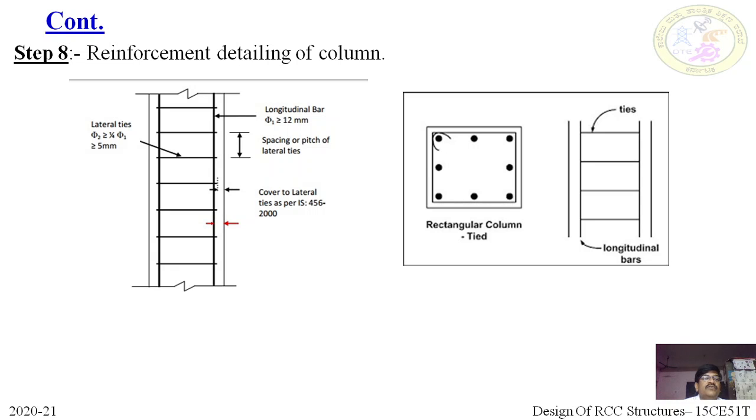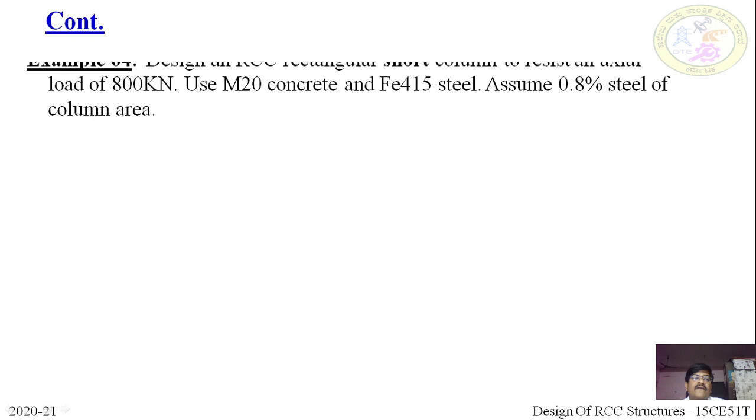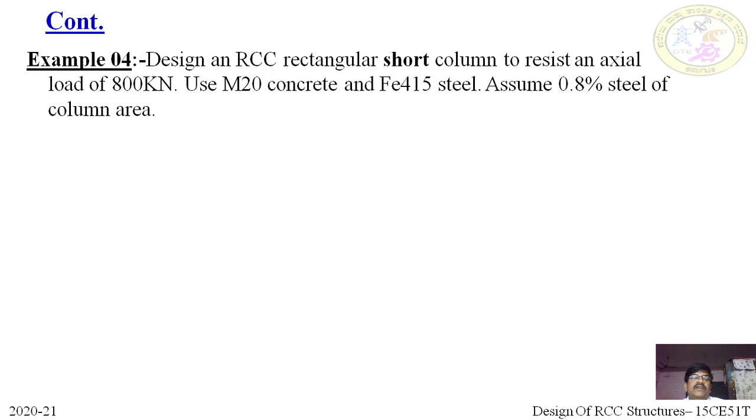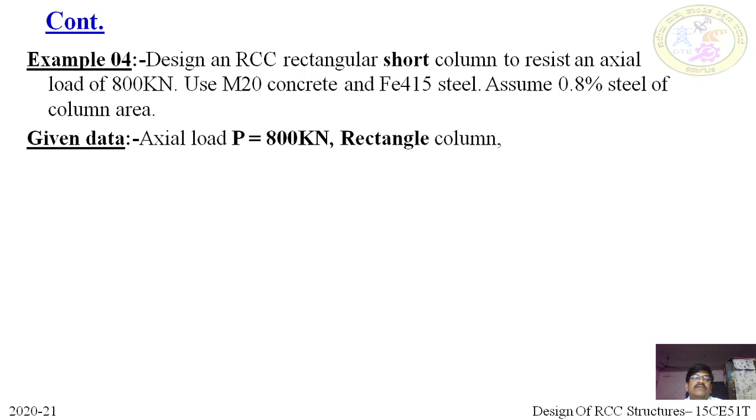This is the reinforcement detailing. Let's solve one problem. Design an RCC column, a short column, to resist an axial load of 800 kN. Use M20 concrete, Fe415 steel, and assume 0.8% steel for the column. So the steel percentage given is 0.8, the minimum percentage. Given data, note down the P value.